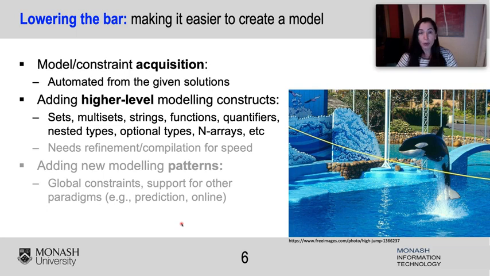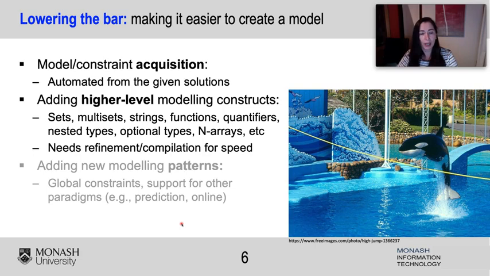And of course, these things need refinement, either through refinement like Essence or compilation like MiniZinc, to transform the high-level constructs into something that is going to run with speed. But the part that I'm talking about here is about increasing the expressivity of the model to make it easier to create a model. Fine.